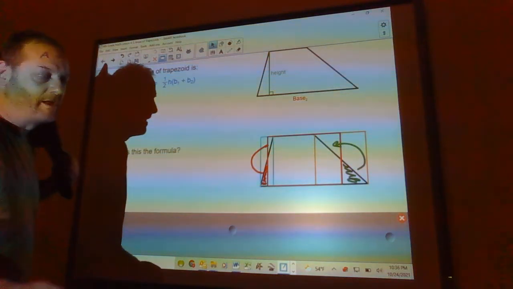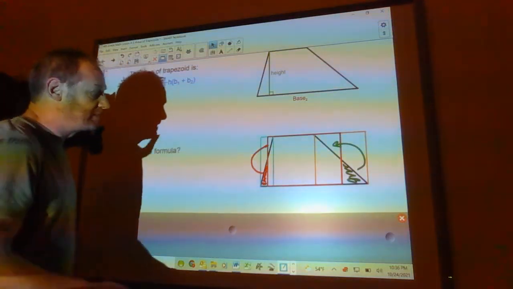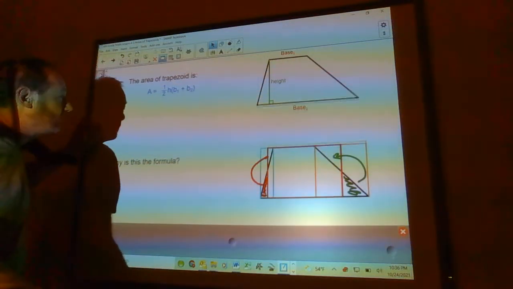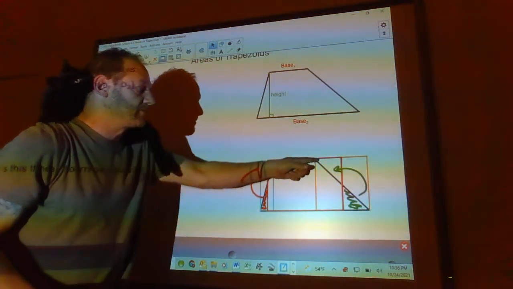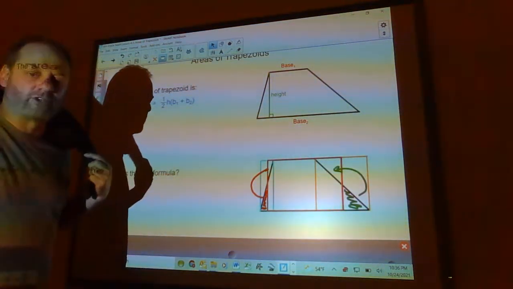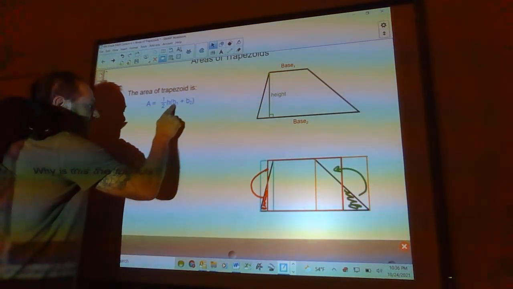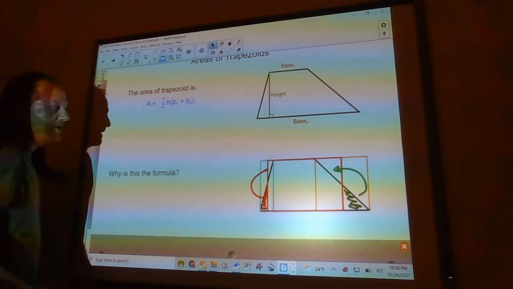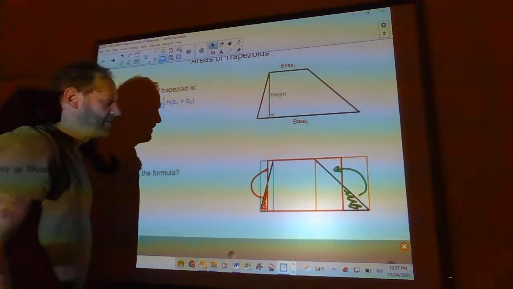Well, how do I get the base out of this thing? Well, I took the bottom base right here and I averaged it with the top base. And so I get this base right here. So how do you find the average of two things? You add them together and you divide by 2, right? Well, if I look here, what did I just do? I took the two bases, added them together, and then divided by 2, which is the same thing as multiplying by 1/2. And so I average the bases and then I go base times height. And that's how you get that formula.